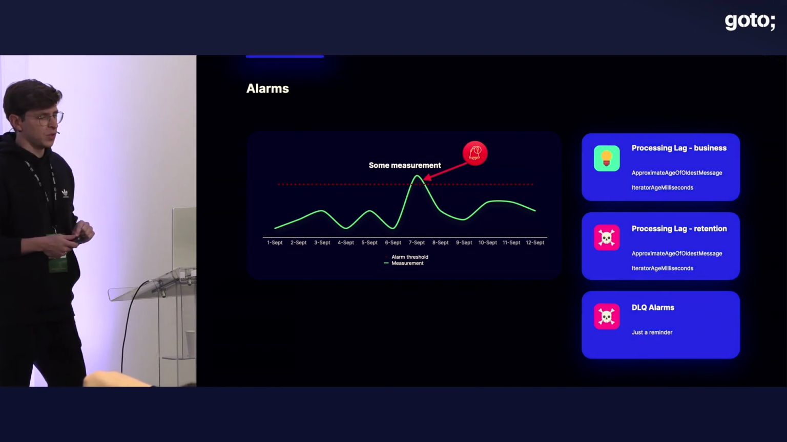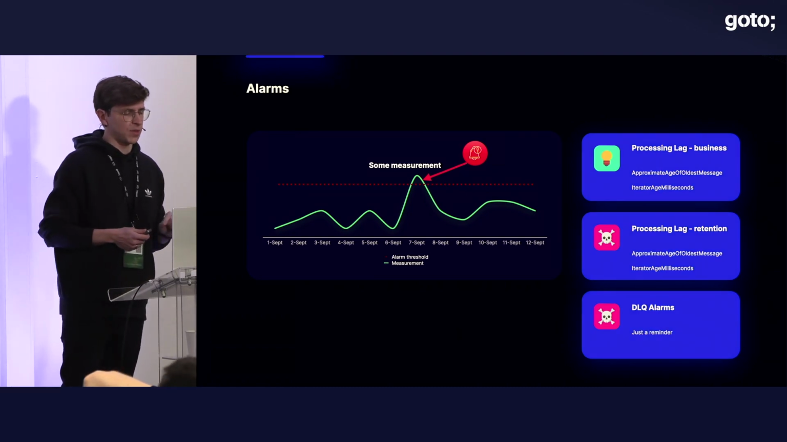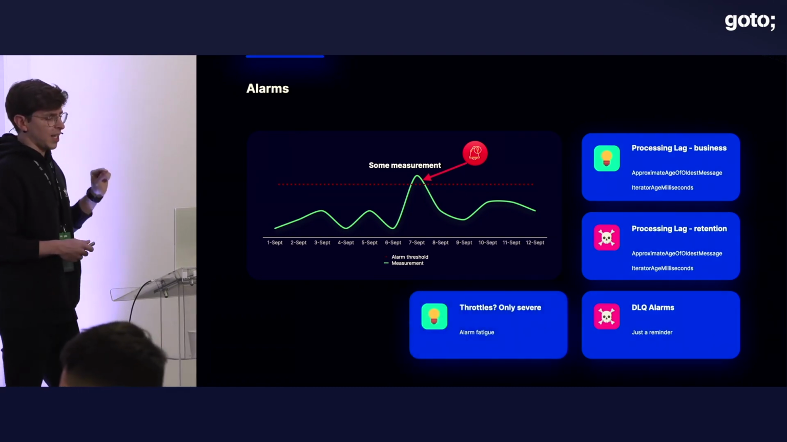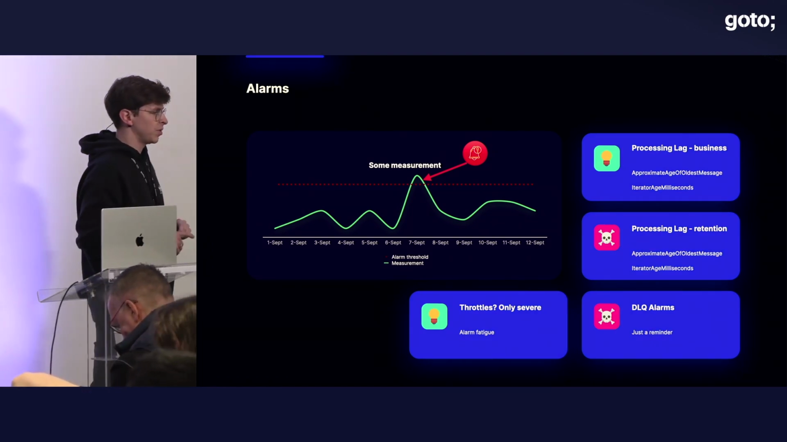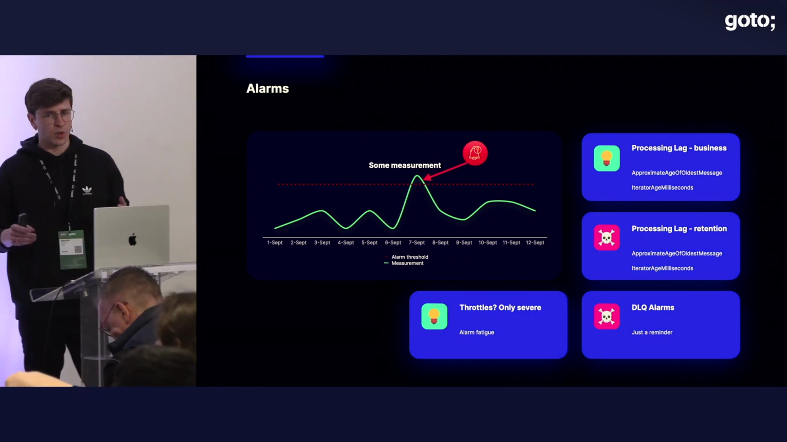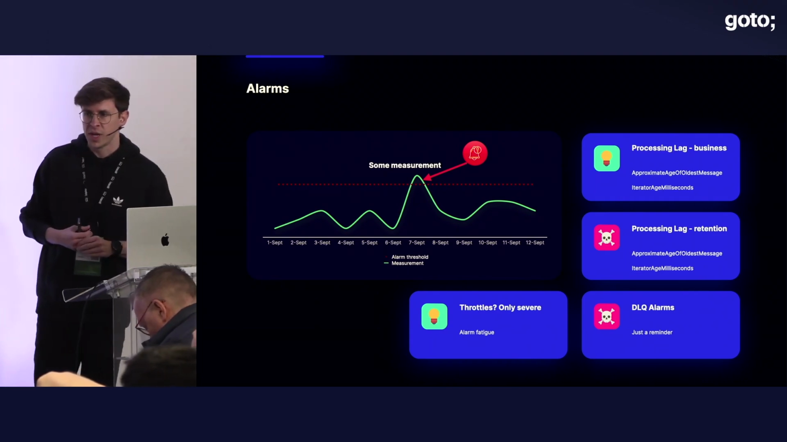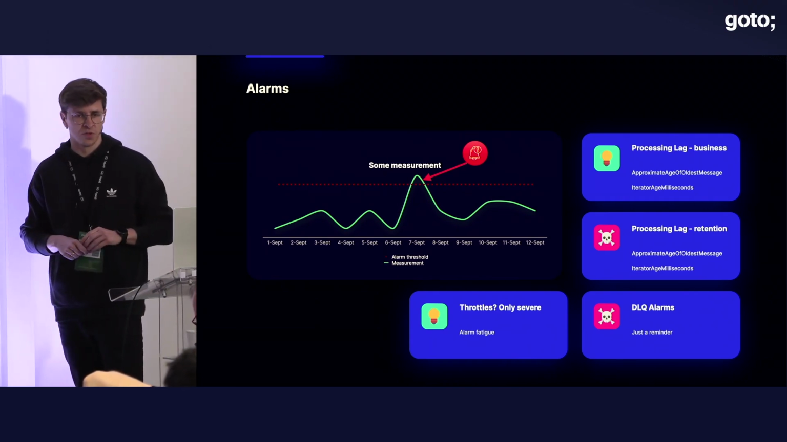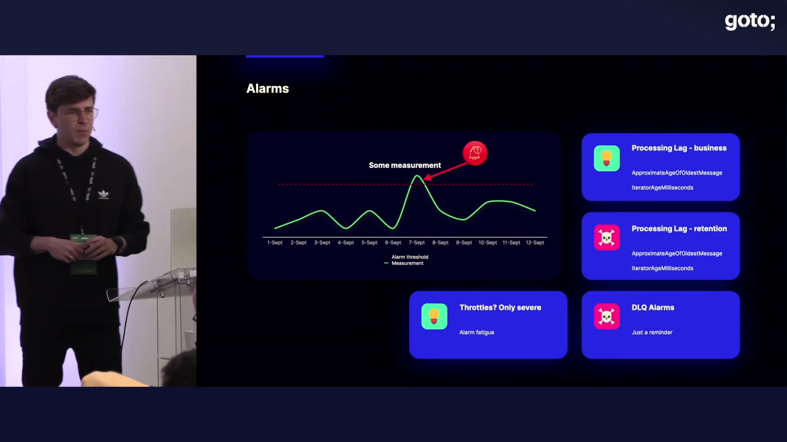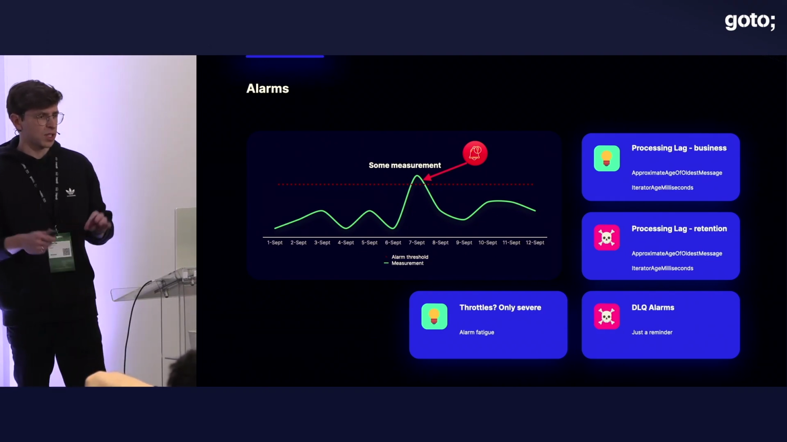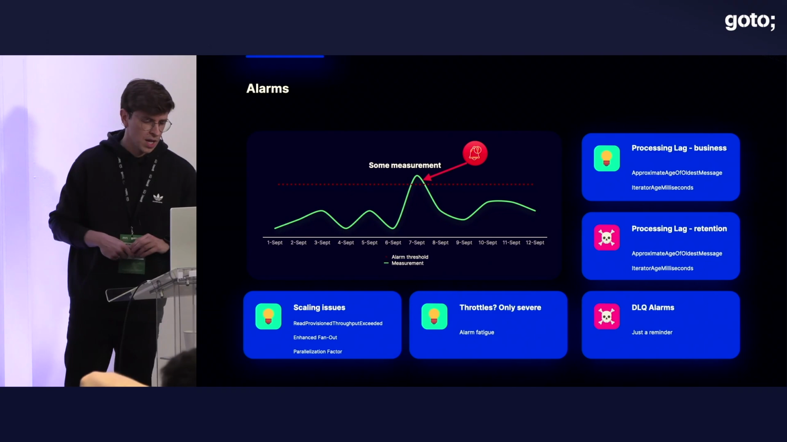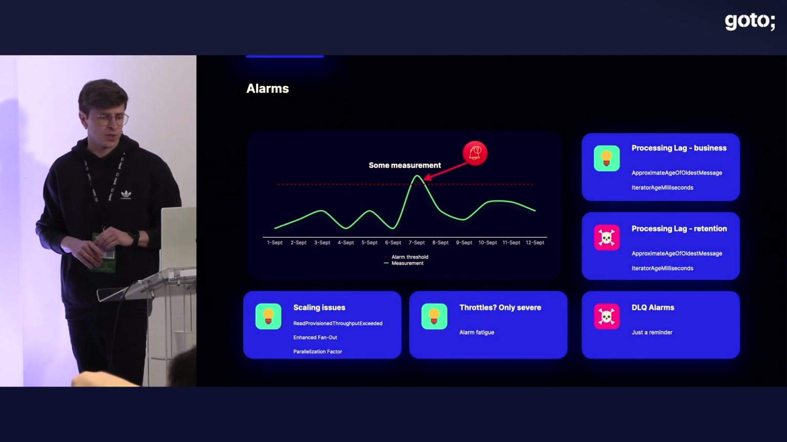Just a reminder to set up alarms for the dead letter queues, and alarms for the throttles, but only for the severe ones. If we have an alarm informing us of any throttle in our system, it will be alarm fatigue, and no one will care about those alarms. So it's important to have proper setups based on multiple observations, to make sure that the issue is severe.